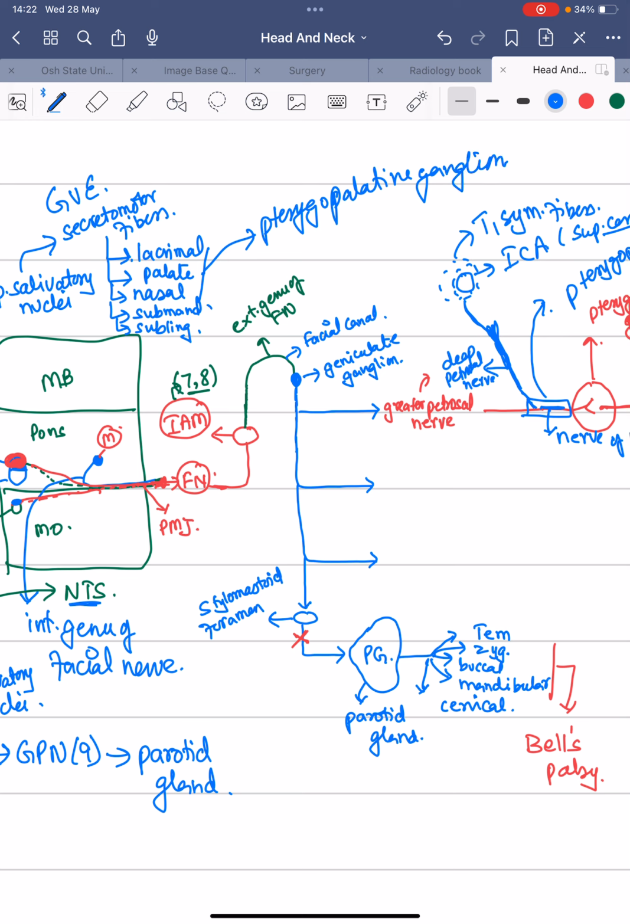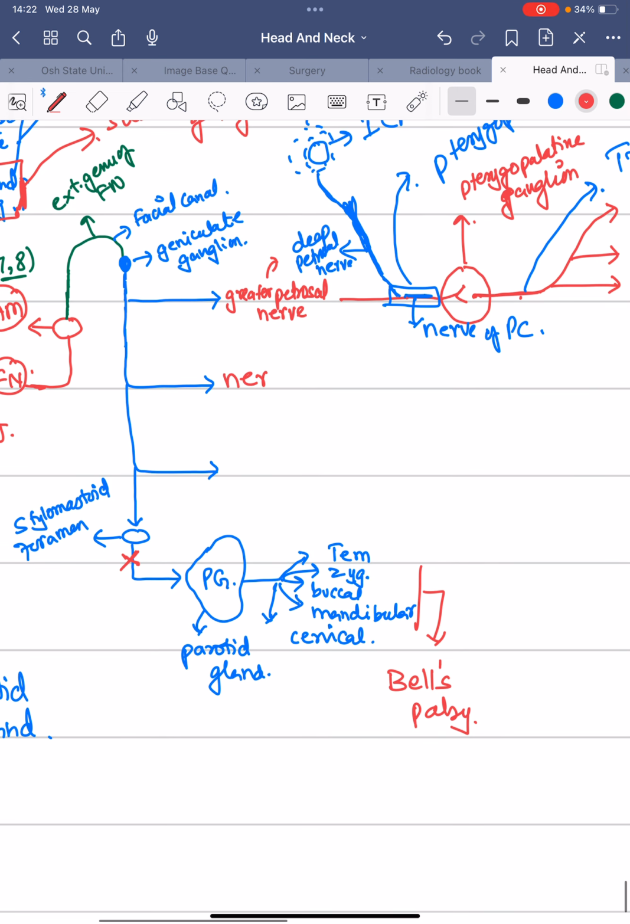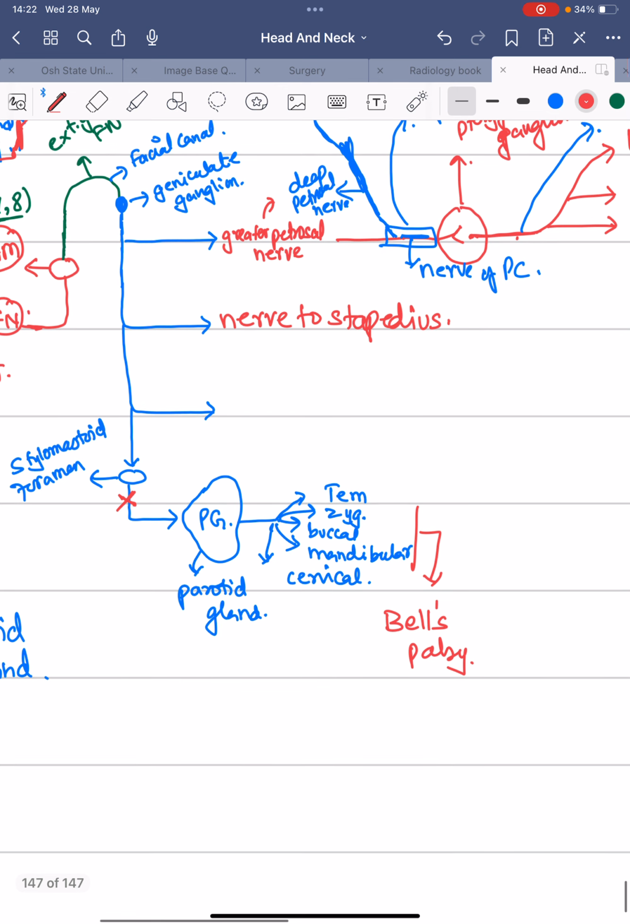The two remaining, submandibular and sublingual, these two are by your submandibular ganglion. It is by your what? Submandibular ganglion. Now see here. Second branch is the nerve to the stapedius. Nerve to the stapedius. Third branch of the facial nerve, this is known as chorda tympani.